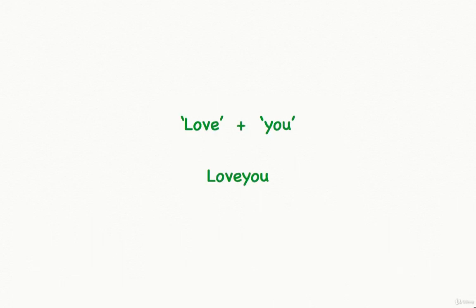Suppose we have two strings, one says love and the second says you. We can join these two strings, that is, we can concatenate these two strings by using a plus sign. So when we write it like this, it will join the two strings and make them one string, that is, love you.